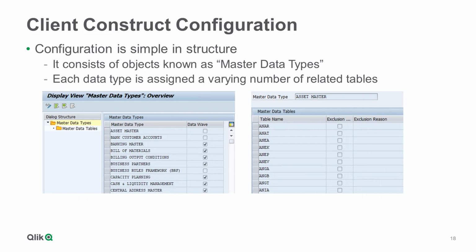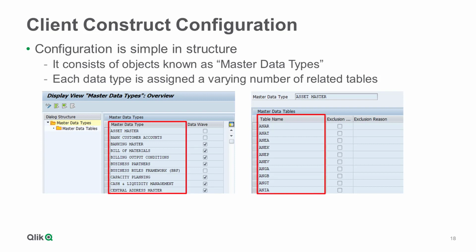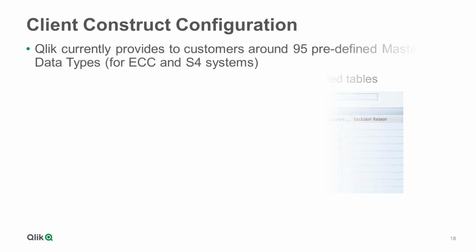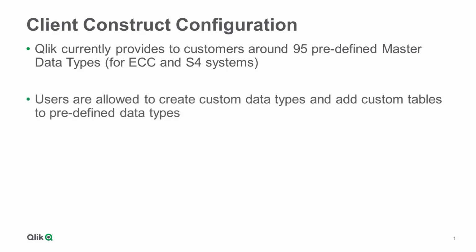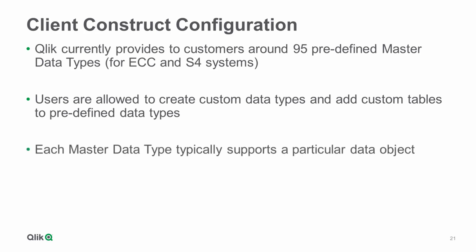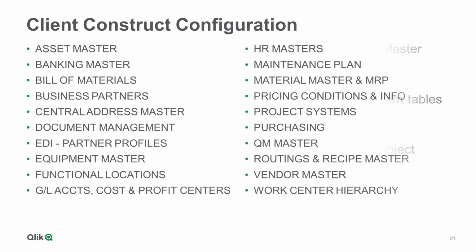It consists of a set of objects known as master data types, and each data type is assigned a various number of related tables. Qlik currently provides to customers around 95 predefined master data types for ECC and S4 systems. Of course, users are allowed to create custom data types as well as add custom tables to predefined data types. Each master data type typically supports a specific master data object. And this slide shows a number of examples. I will give you a few seconds to look this list over.